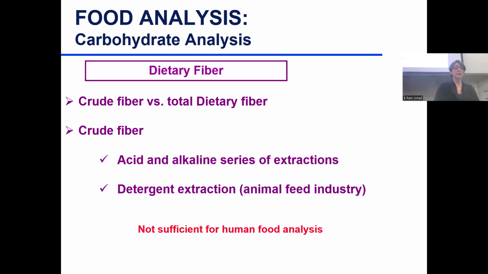Long ago there was crude fiber, and it's no longer in the book. The last time it showed up in the book was in the 3rd edition, and ever since it was removed. But I kept it because some of you might go out and work for a pet food company. Pet food usually determines crude fiber rather than dietary fiber. Crude fiber is determined by a method using acid, alkaline base, and sometimes detergent.